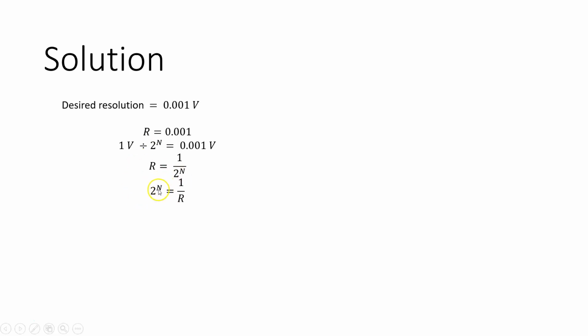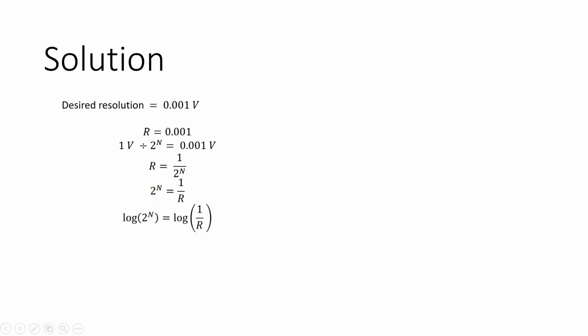So here's the solution to that. The desired resolution is 1 millivolt, so we can say R is equal to 0.001. And we know that the resolution is equal to the range of voltage divided by 2 to the power of n. So we can rearrange that. R is equal to 1 over 2 to the n, so 2 to the n is equal to 1 over R. And now what we want is n. We're looking for n here.